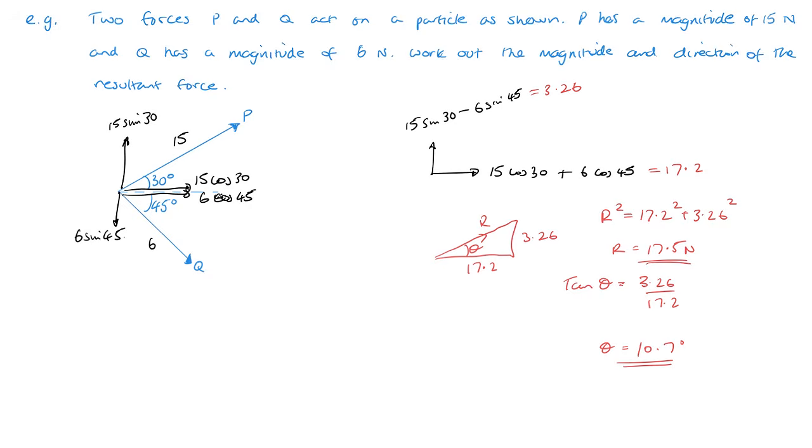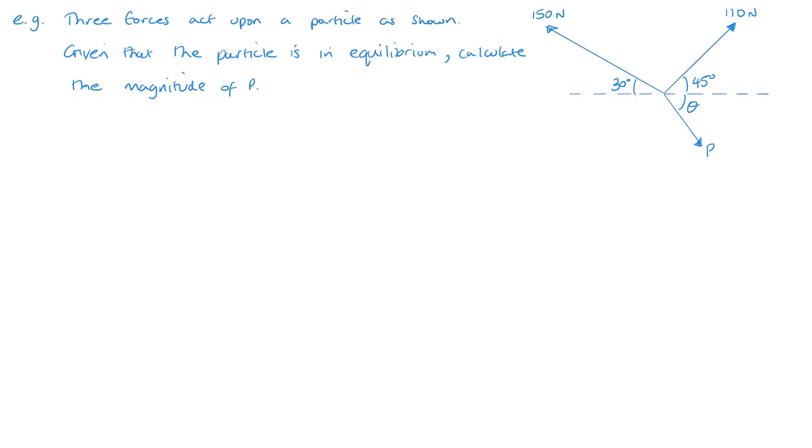Now let's look at the next example. So we've got 3 forces acting upon a particle as shown here. Given that the particle is in equilibrium, calculate the magnitude of P. So if it's in equilibrium, it means that all of these forces are cancelling out. So let's just make a copy of the diagram and bring it down here.